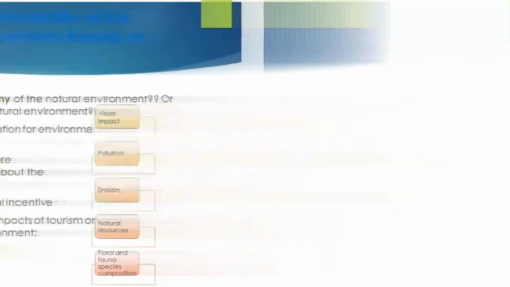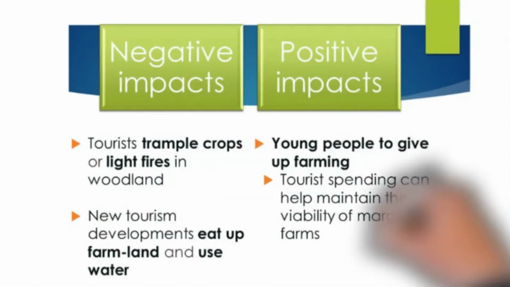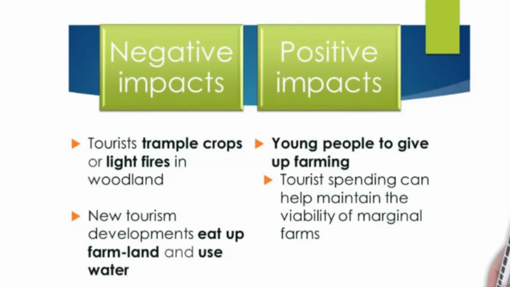When we talk about negative and positive impacts, tourists may trample a crop or disturb fireflies in the woodland, and new tourism development eats up farmland and uses water, leading young people to give up farming. Okay, tourist spending can help maintain the viability of marginal farms in terms of economy. One example is climate change, where the effects of greenhouse gas emissions will be borne mainly by future generations.